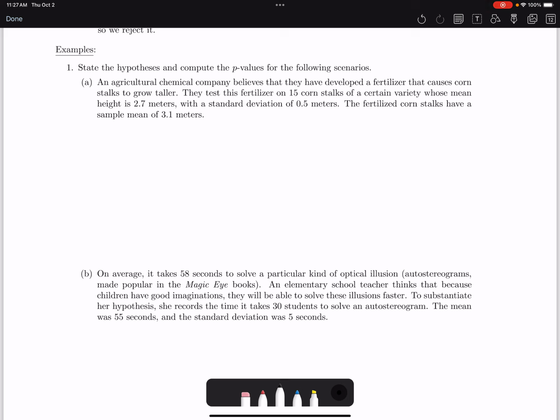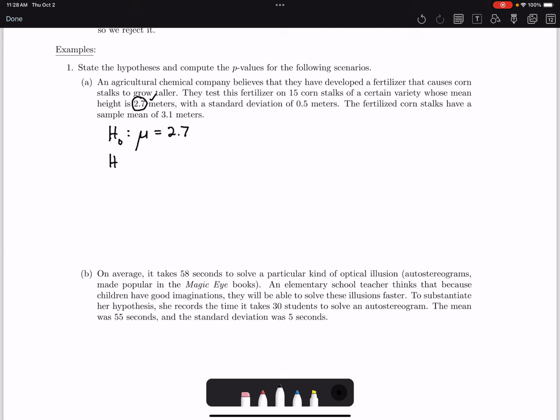So this would be step 1 of our hypothesis testing procedure, right? We would say, well, the null hypothesis. Now, we're not going to say p equals something because we're not testing proportions. We're testing means. We're testing mu, right? So we're going to say mu equals whatever the original claimed value was, which I believe was 2.7 in this case. Corn stalks usually grow to be 2.7 meters tall, supposedly. So we'll say, when you put the fertilizer on, there's going to be no change, no difference. The corn stalks are still going to be 2.7 meters tall.